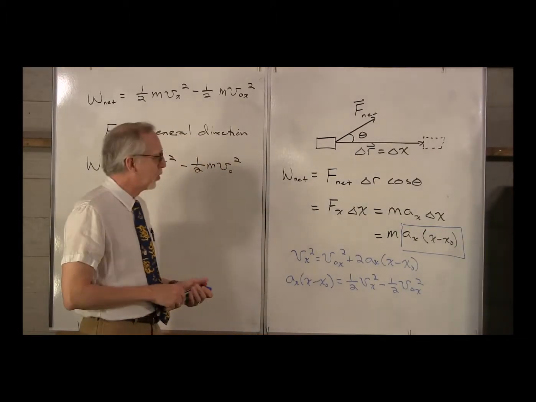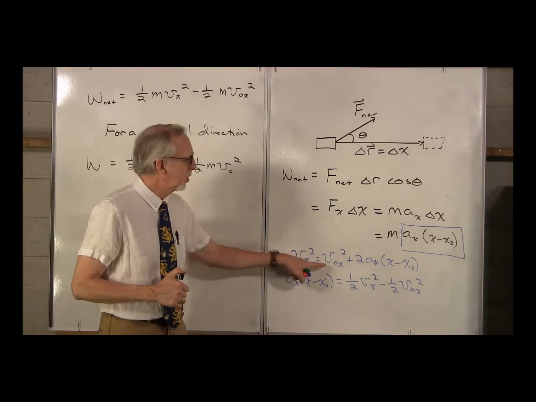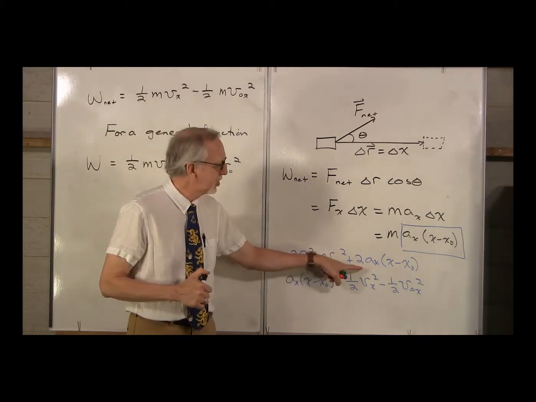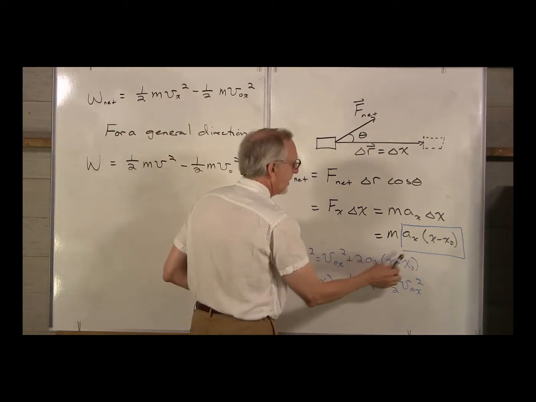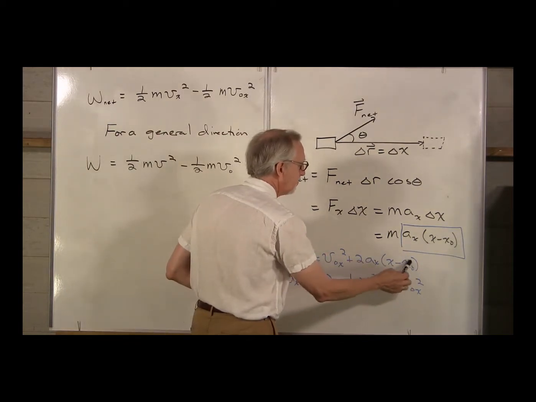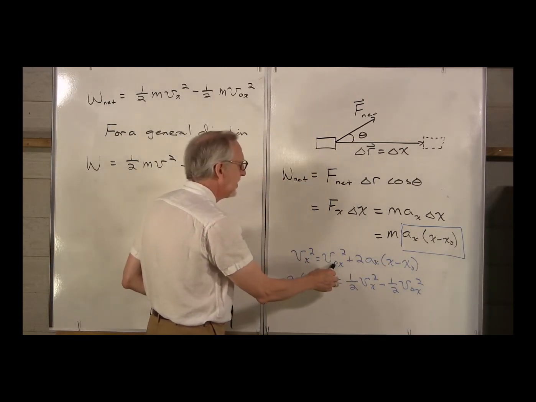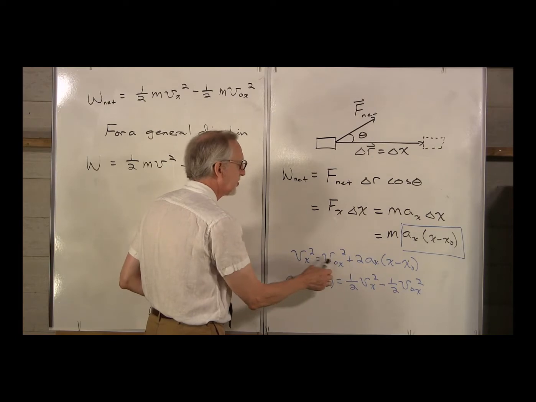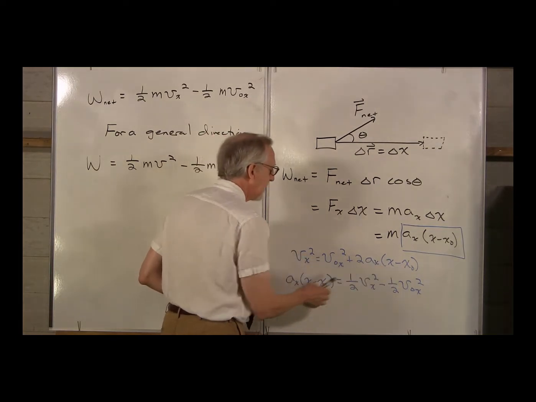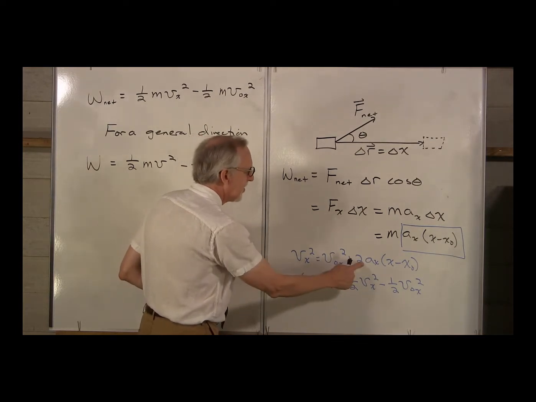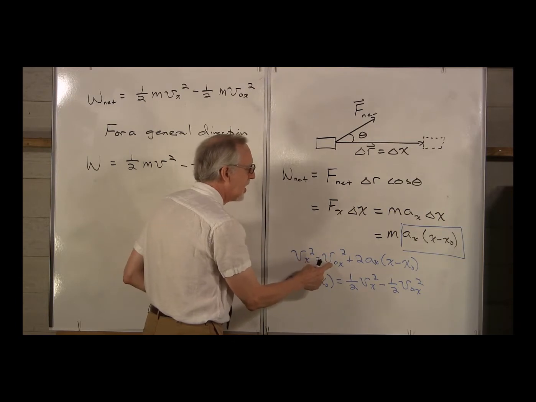The fourth kinematic equation in the x direction was Vx squared equals V naught x squared plus 2 ax times (x minus x naught). And there's that term right there, ax times (x minus x naught). Let's solve this equation for that term. We'll bring the V naught x squared to the other side and divide by 2. We end up with ax times (x minus x naught) equals 1/2 Vx squared minus 1/2 V naught x squared.